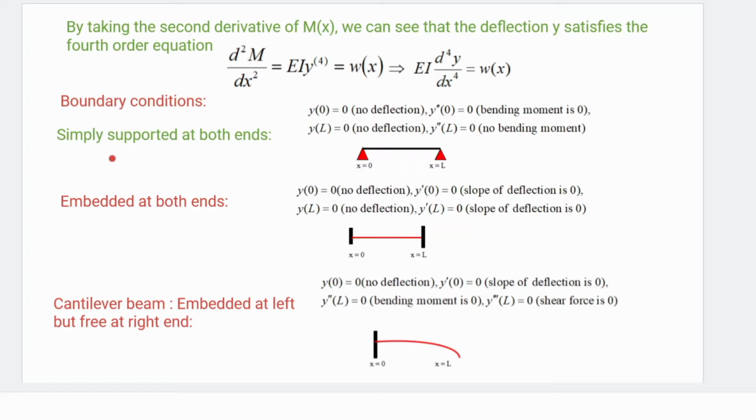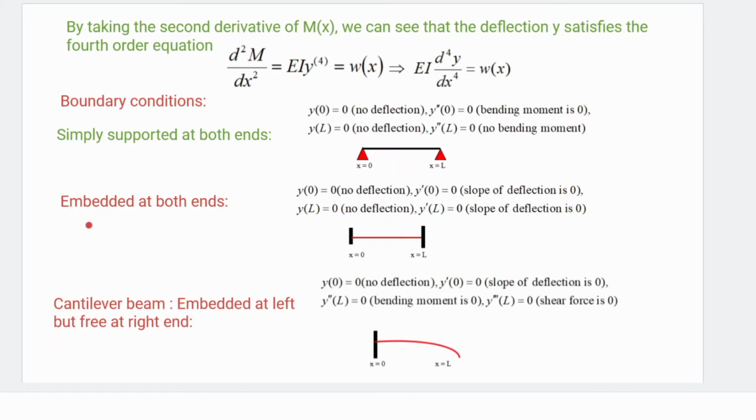Here you can see when the question says simply supported at both ends, in that case we can set up the boundary conditions y at 0 equals 0, y at L equals 0, that means no deflection. And y double prime at 0 equals 0, it means that bending moment is 0. y double prime at L equals 0 also means no bending moment. So this is a figure describing simply supported at both ends.